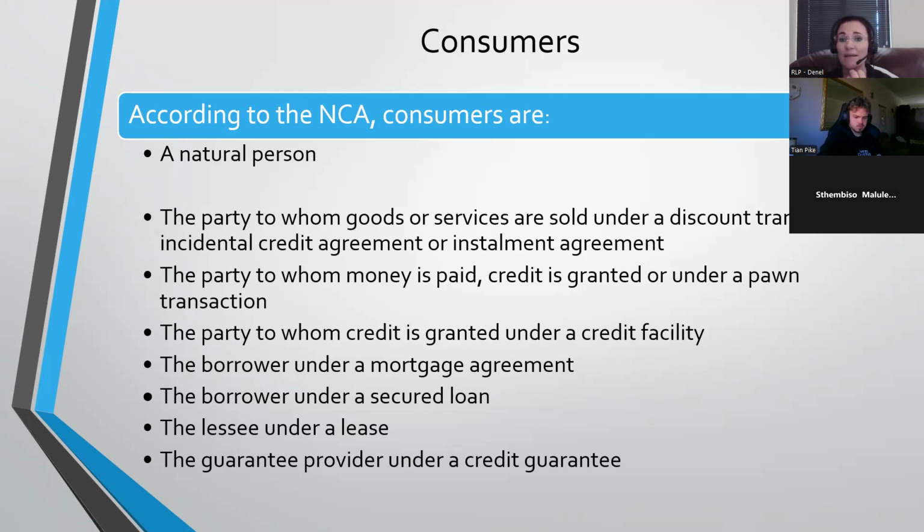The list of exceptions, guys. Do you recall the list of exceptions? If we say it's the list of exceptions, it means that those specific transactions are not covered by the NCA. So if they're not covered by the NCA, they won't be considered a consumer under the NCA. And that's why all of the other options were incorrect. So the only correct one was the natural person one.